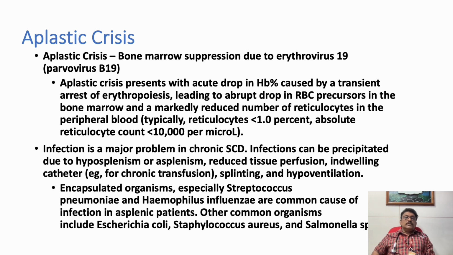There are other causes also for destruction, many infections, bone marrow infections or infiltration of bone marrow. All these things also can present with aplastic crisis, but the most important thing is parvovirus B19 infection.